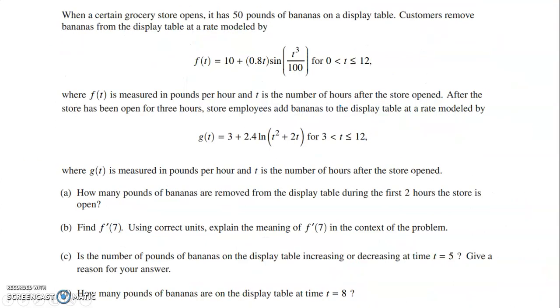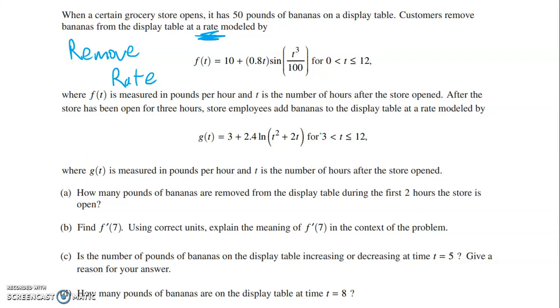All right, next one. And this is another very common type of question on the AP exam. They're going to give you rates. This is the rate of customers removing bananas. And what I recommend is that you hit pause, read through this, attempt it on your own, then listen to me go through it. All right, so this is the rate at which they are being removed. So this is my remove rate.